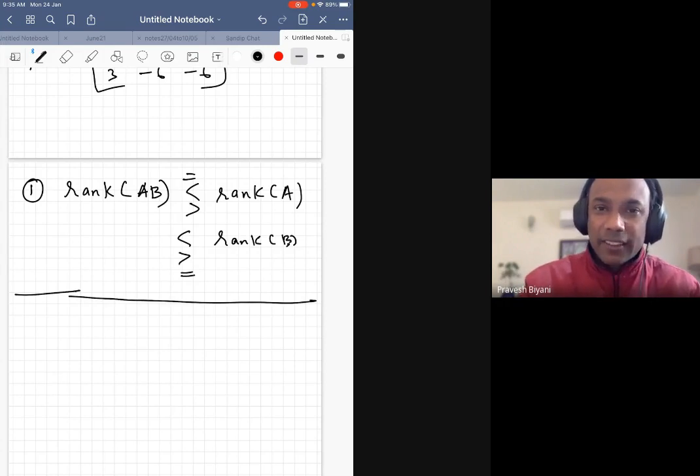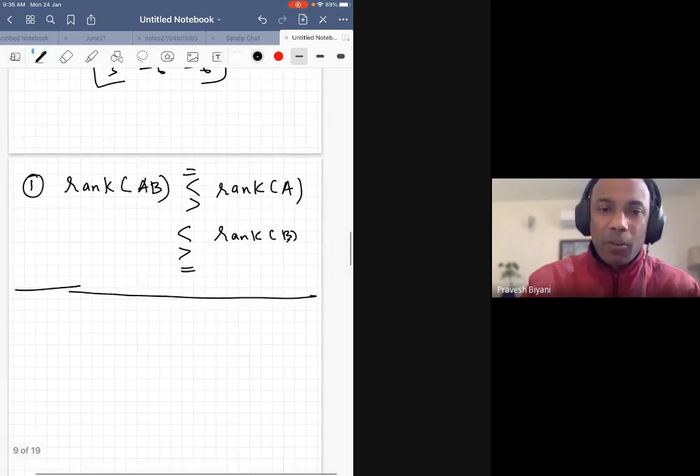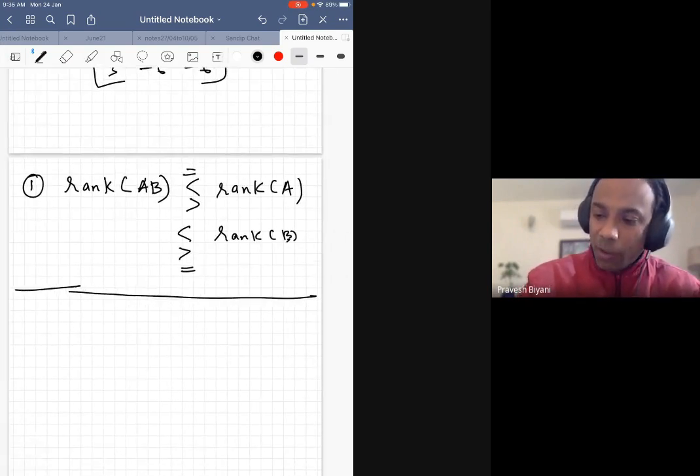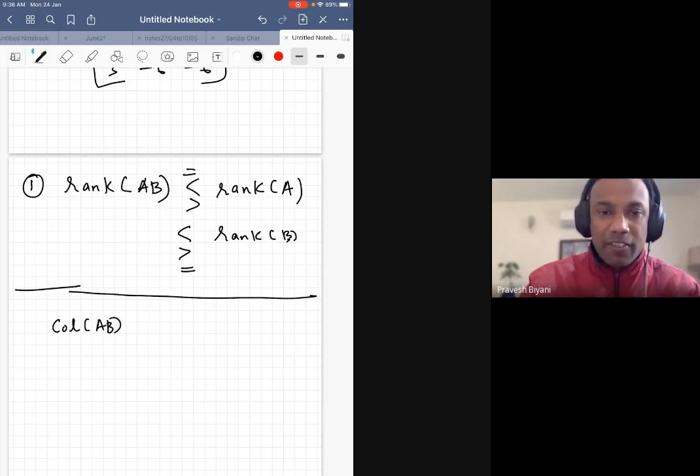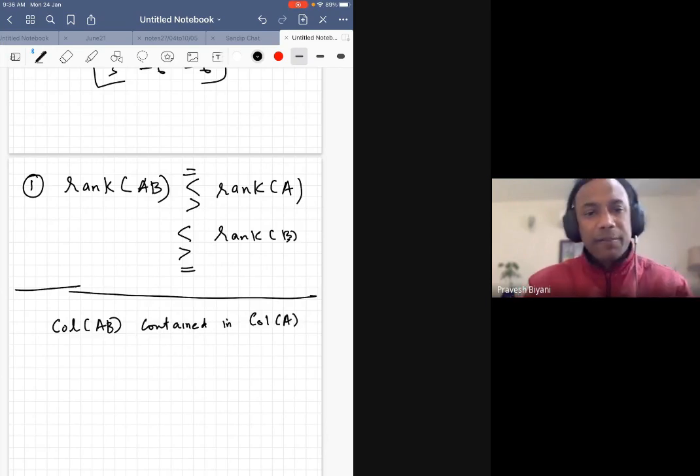The reasons that you gave are in the right direction, but this is the proper formal reason. When we talk about the rank of AB, we can talk about the column space of AB, right? And the column space of AB is actually contained in the column space of A. Is that the right thing to say? Orko, can you prove that the column space of AB is contained in the column space of A?